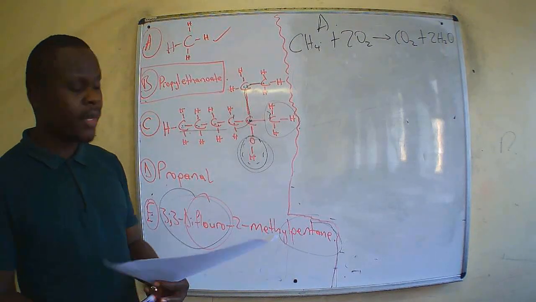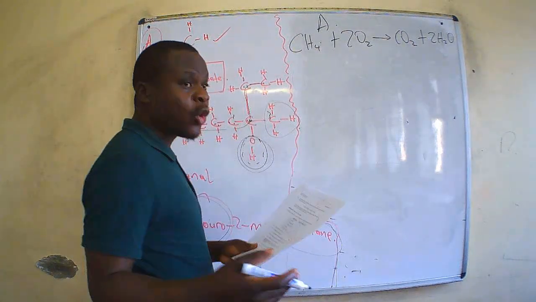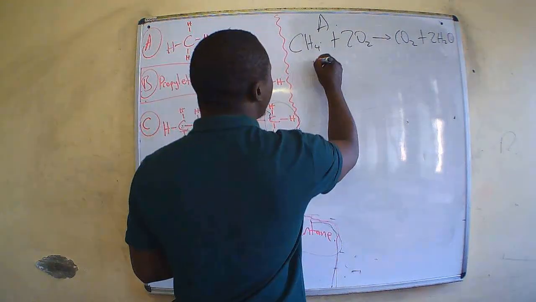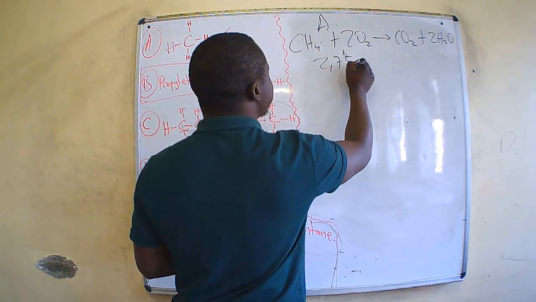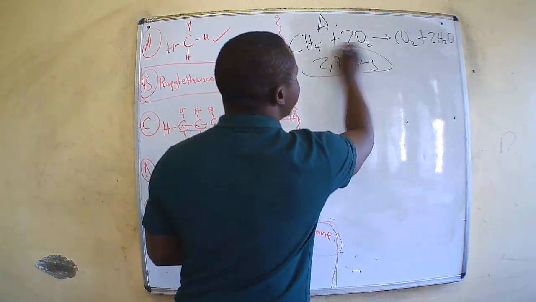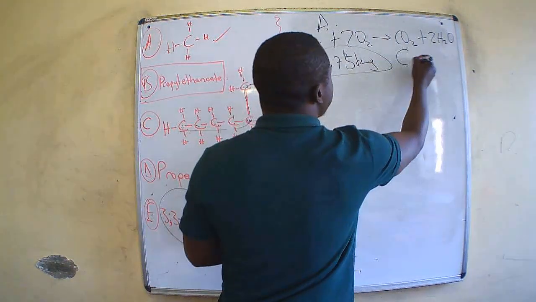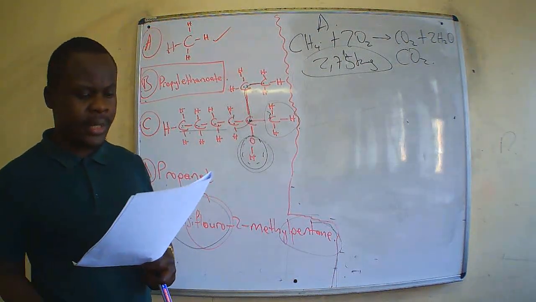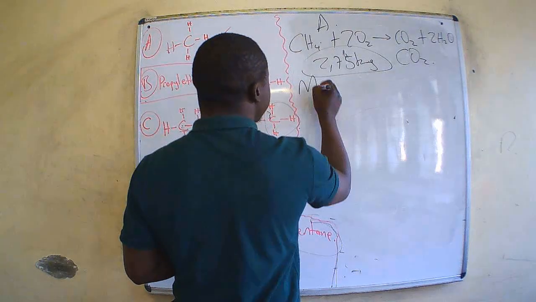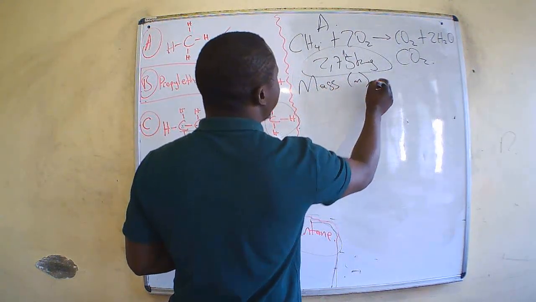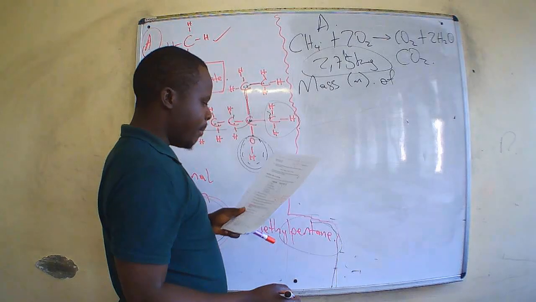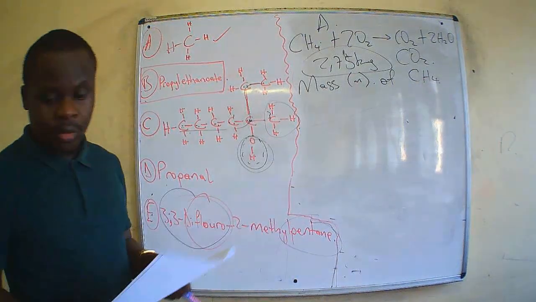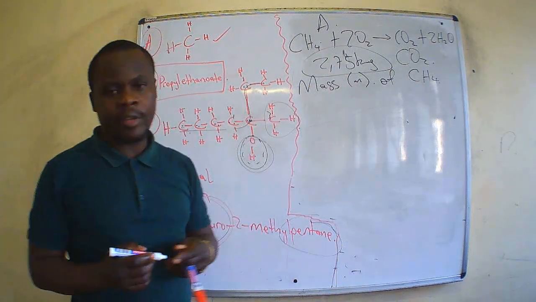So now what is the question? We are given that during the combustion of this alkane, which is methane, 2,75 kgs of CO2 was formed during the reaction. So the question is, we want to know the mass, small letter m, of CH4 that is needed to produce 2,75 kgs.